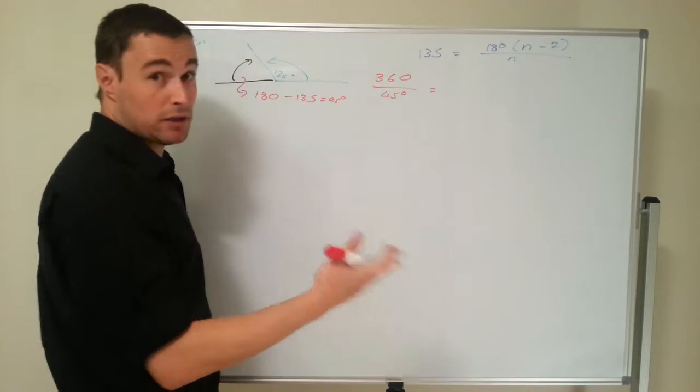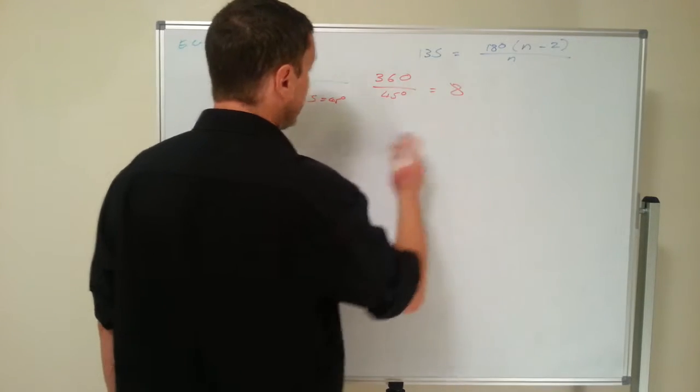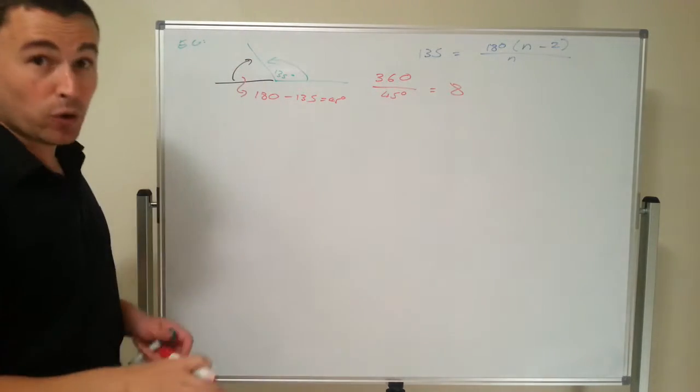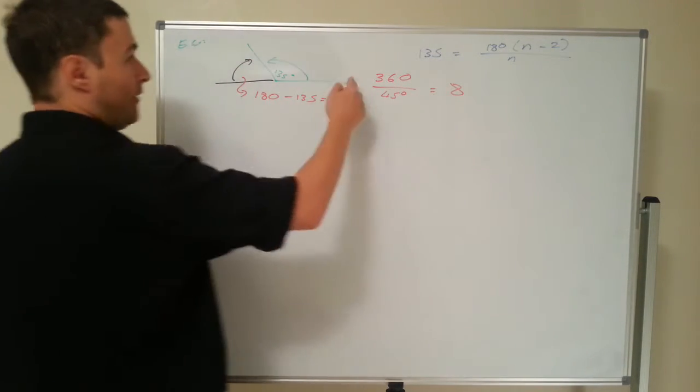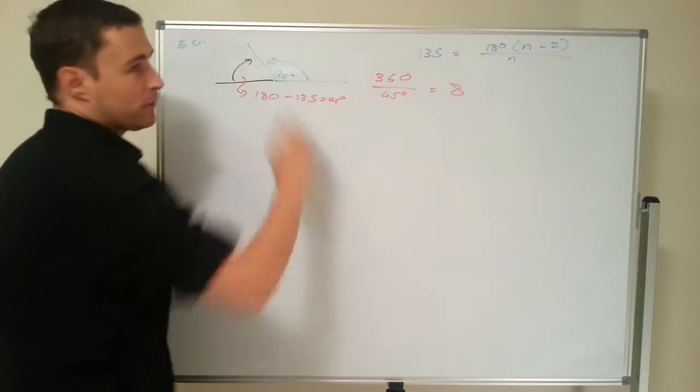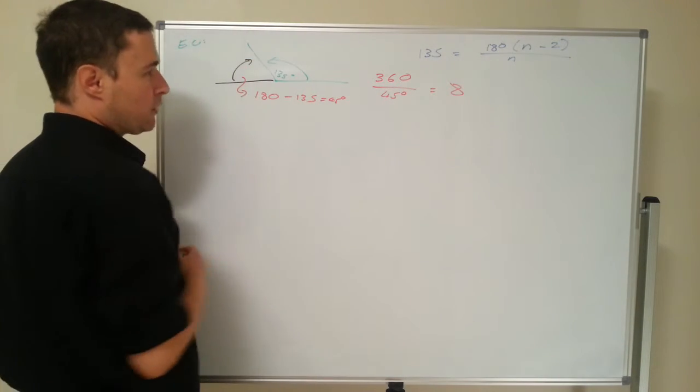How many 45s are in 360? I get 8 45s. So this is actually the bottom corner of an octagon. Okay, it carries on up there, up there, up there, up there, up there, off the page. Alright, so there's the bottom corner of the octagon.